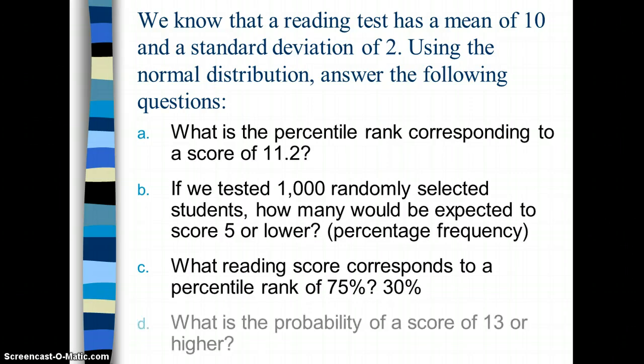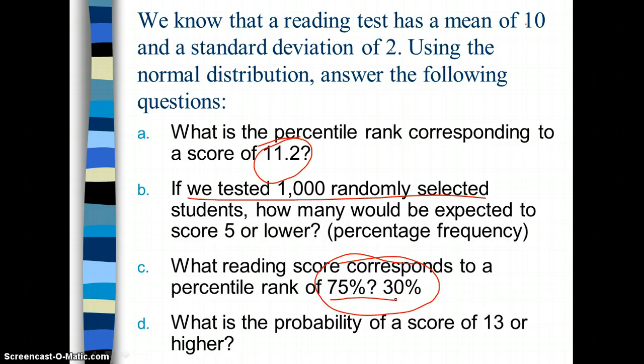But if we wanted to, we know how to calculate z-scores. Right? We could calculate the z-score for 11.2 given the mean and the standard deviation. And we know if we tested 1,000 randomly selected students, how many would be expected to score 5 or lower. That's simply our percentage frequency that we could take from our normal distribution. And then we could calculate reading scores that correspond to percentile ranks of 75% or 30% using those simple calculations from before.